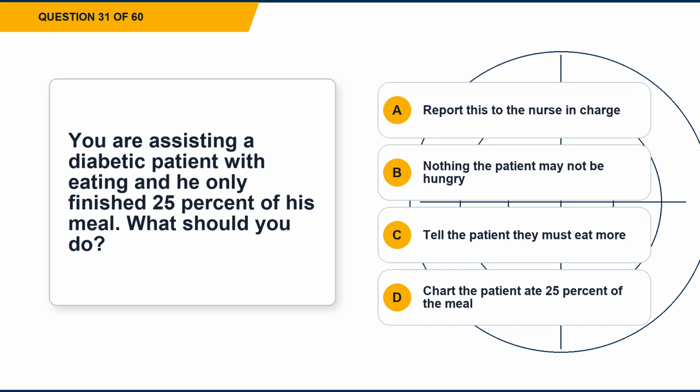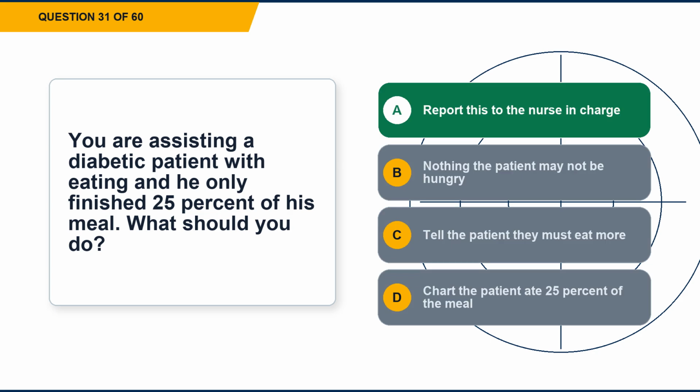Question 31. You are assisting a diabetic patient with eating and he only finished 25% of his meal. What should you do? Option A. Report this to the nurse in charge. Option B. Nothing, the patient may not be hungry. Option C. Tell the patient they must eat more. Option D. Chart the patient ate 25% of the meal. The correct answer is option A. Report this to the nurse in charge.